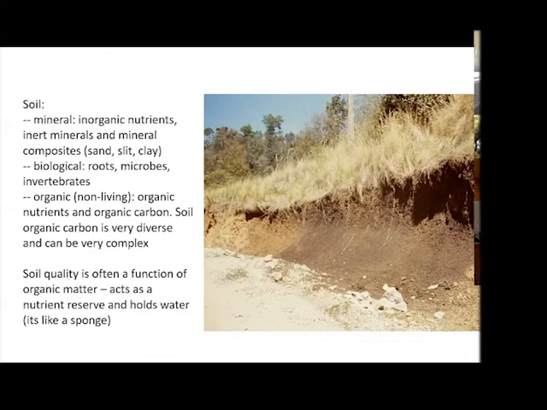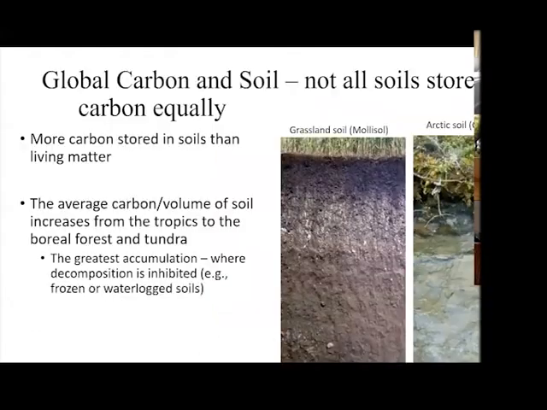Anyway, this is a photograph from Chiapas, and you can see that there's a couple of different qualities of soil here. This is just a road cut, but the dark soil that you're seeing there is soil that's high in organic matter, and that's soil that has more nutrients and a better water holding capacity than the adjacent soils. Soil quality is oftentimes a function of organic matter.